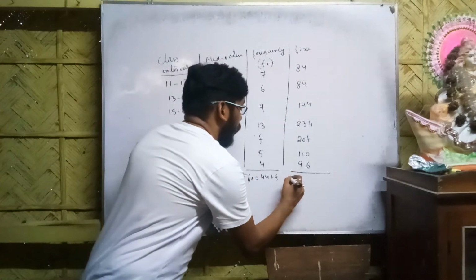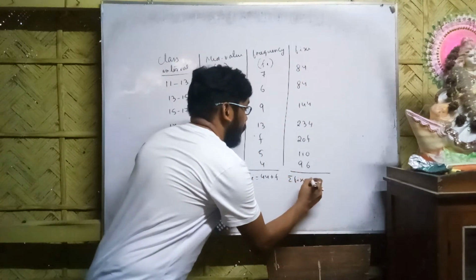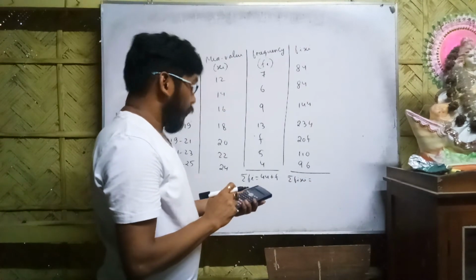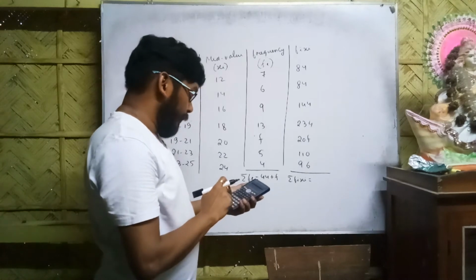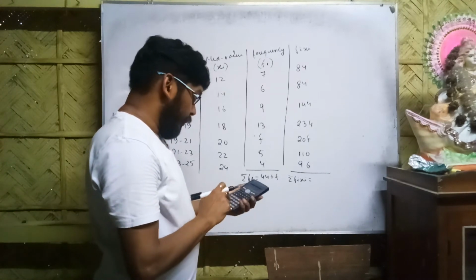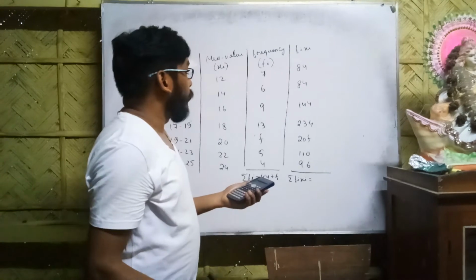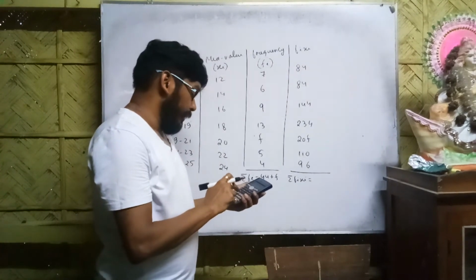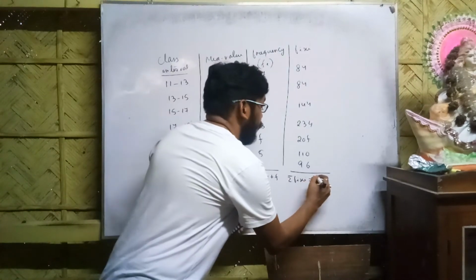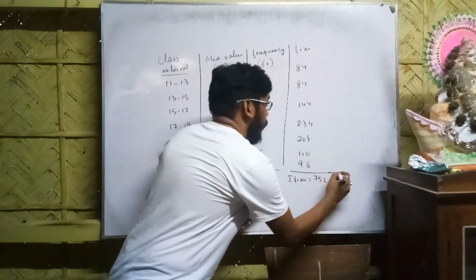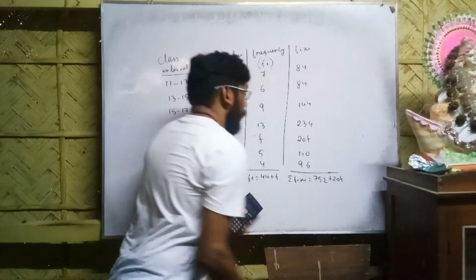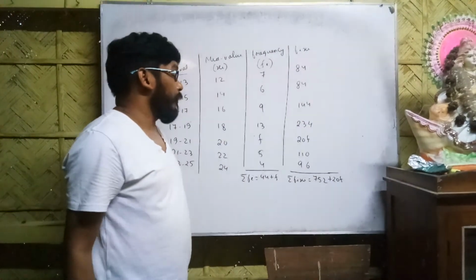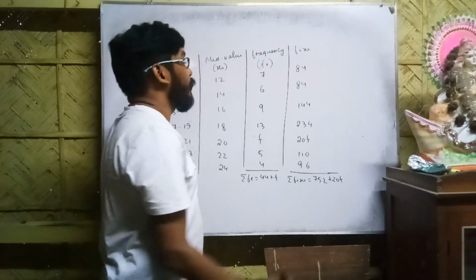Now the summation of fi xi. Here 20f is the unlike term, so I'll add up the rest. 84 plus 84, although I know the answer, I'll do it again for you people: 234 plus 110 plus 96, it is 752. The unlike term you will write separately, 20f. So summation of fi is 44 plus f, and summation of fi xi is 752 plus 20f.